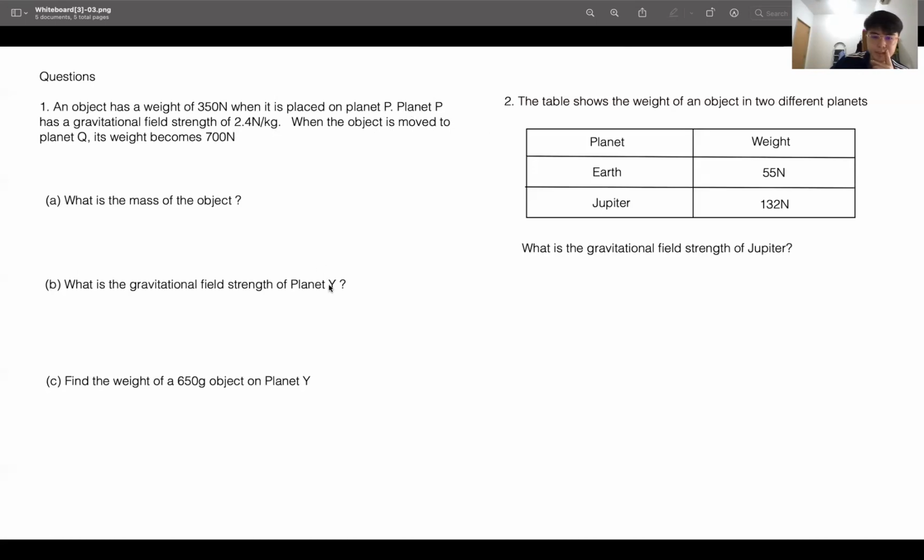Oh, okay. So there's a correction here. This is supposed to be Q, right? Yeah, change this to Q. Everybody's finding where's planet Y. Q.